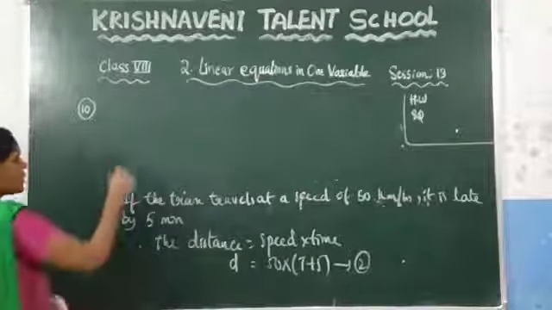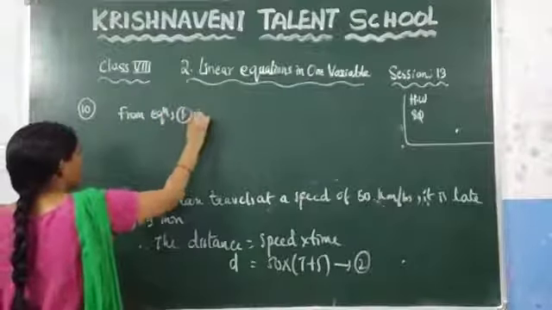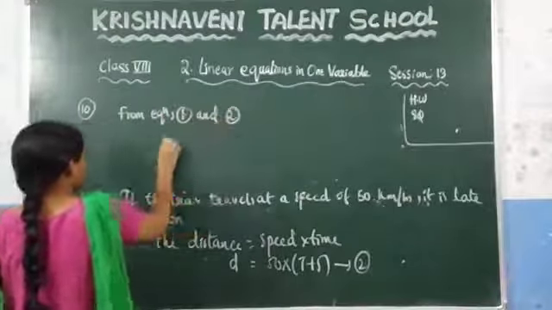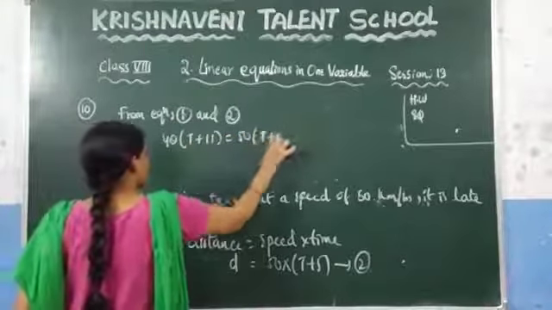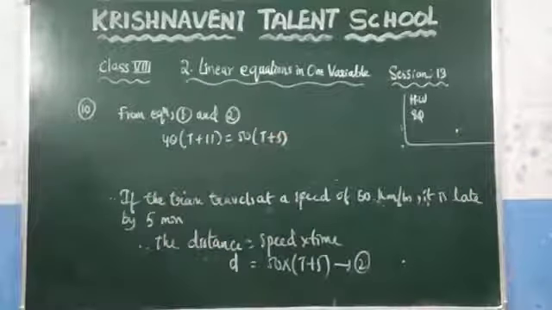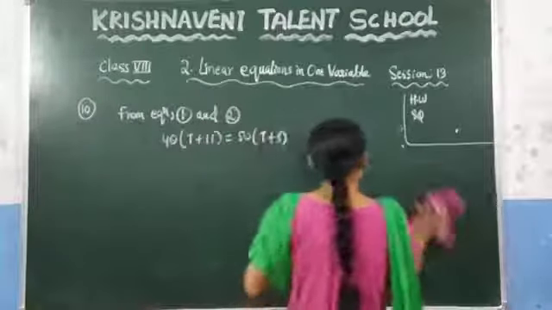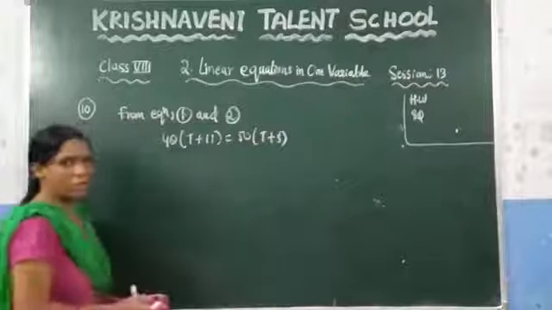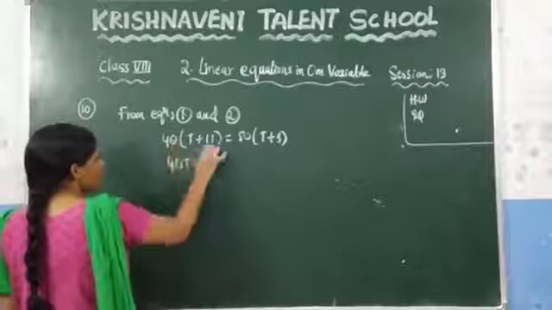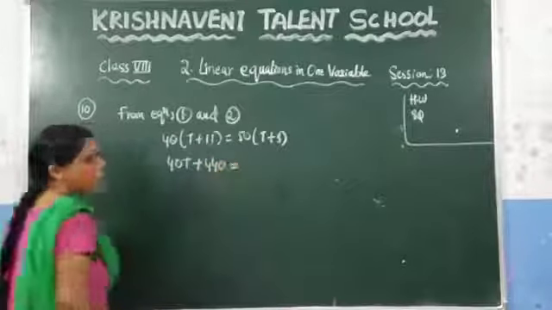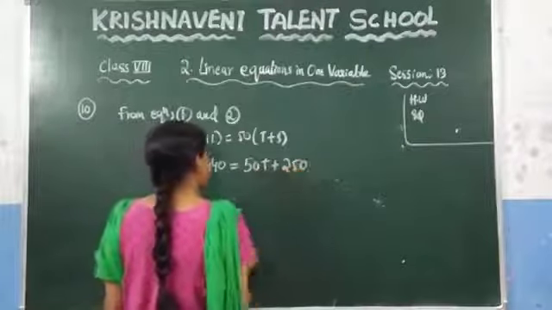Before, we have written the first equation. So write it here. From equations 1 and 2, the first one is 40 into t plus 11 is equal to 50 into t plus 5. Now you need to solve this. If you want to calculate the distance, you need to know the value of the time. So 40 into t gives you 40t, plus 40 into 11 gives you 440. Here 50 into t gives you 50t, and 50 into 5 is 250.